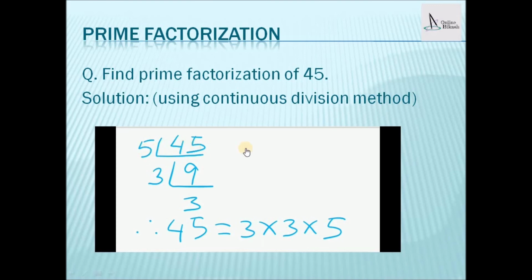So 5 9s are 45, and again this 3 can divide the 9. Remember, this 3 is also a prime number, so all the divisors are prime numbers in fact. Okay, never take a composite number in this method. If you take a composite number, then the method will be wrong. Your result will be wrong. So 5 9s are 45, 3 3s are 9. So these divisors are the prime factorization of 45. Okay, we have written this 3, this 3, this 5 in ascending order, 3 into 3 into 5. Okay, this is the way of finding the prime factorization using the continuous division method.